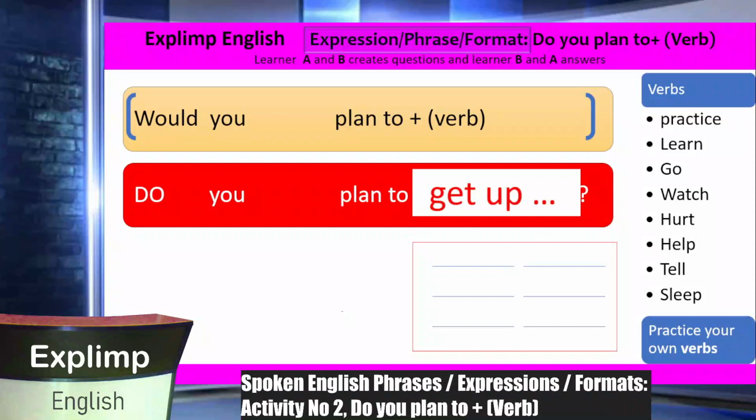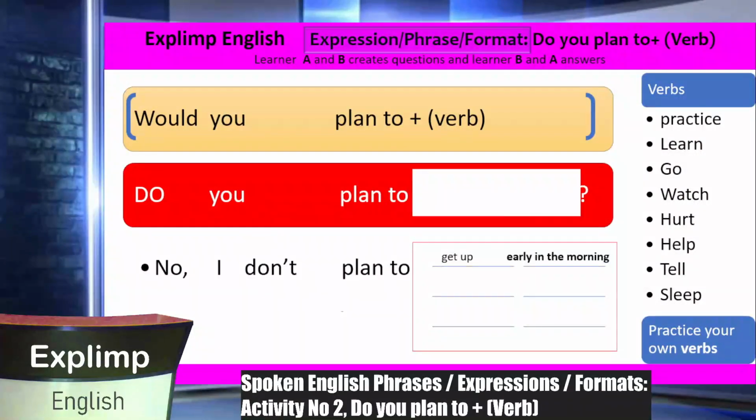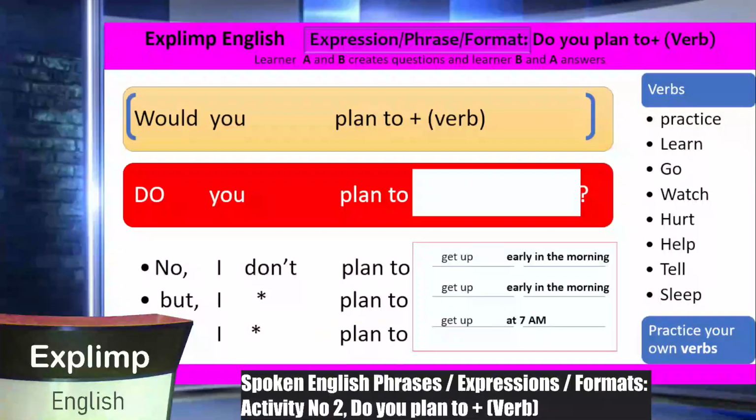The next one is, do you plan to get up early in the morning or at a specific time? So now let's see what is the answer. The answer is no, I don't plan to get up early in the morning. And the other answer is, but I plan to get up. Okay, I have written early in the morning again, but you could write it like this: but I plan to get up at 8 o'clock. Or the positive answer could be, yes, I plan to get up at 7 o'clock.